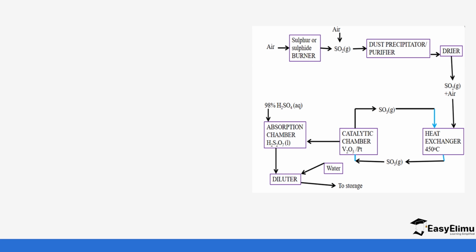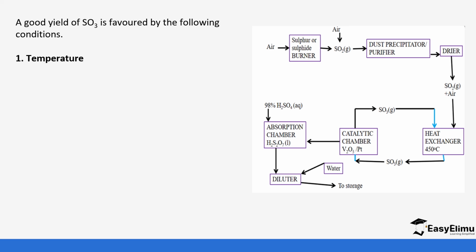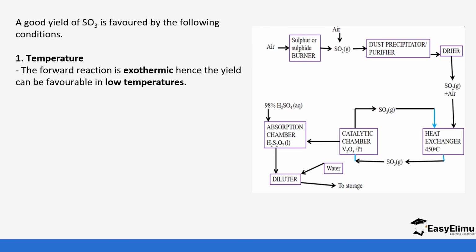Because a lot of heat is released in this reaction, we need to remove that excess heat. For us to get a good yield of sulfur 6 oxide, first of all, we need to get optimum conditions. The first of these optimum conditions is temperature. Since the forward reaction, the formation of sulfur 6 oxide, is exothermic in nature, it would be good to have this reaction occur at low temperatures because the reaction is already producing more heat.